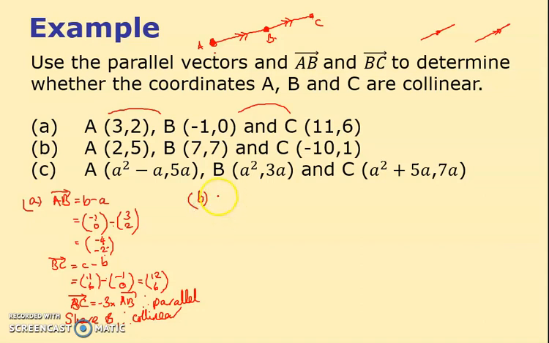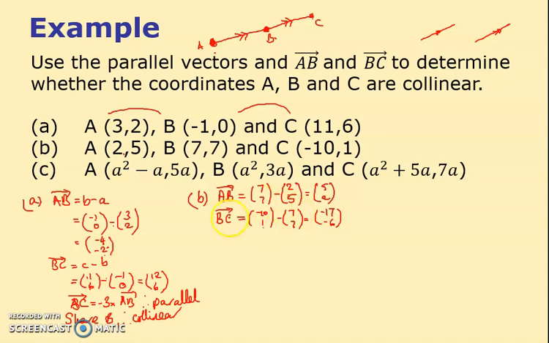Let's try B. Should be exactly the same, really. Let's do AB first of all. AB, well, I'm going to do 7 take away 2, well, it's 5, I suppose, technically. And that equals (5, 2). Let's do BC the same way. BC is minus 10, 1, take away 7, 7. Minus 10 minus 7 is minus 17. 1 take away 7 is minus 6.